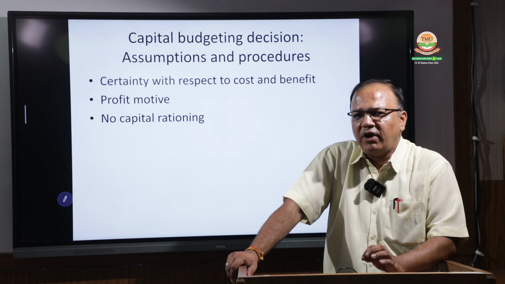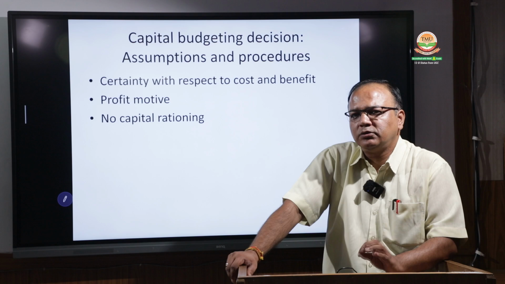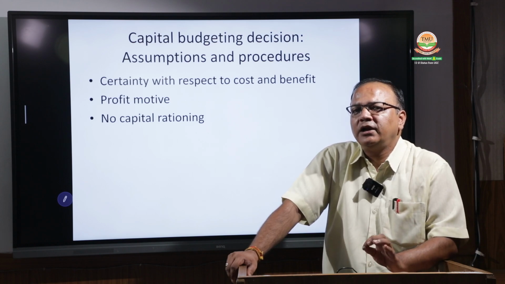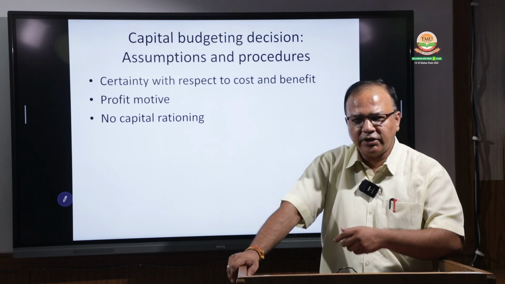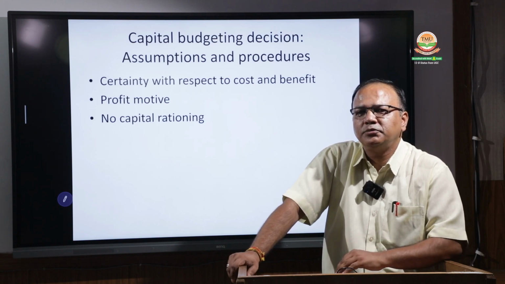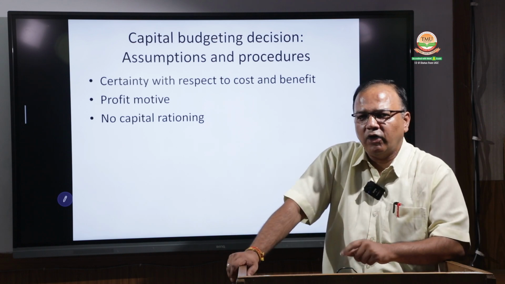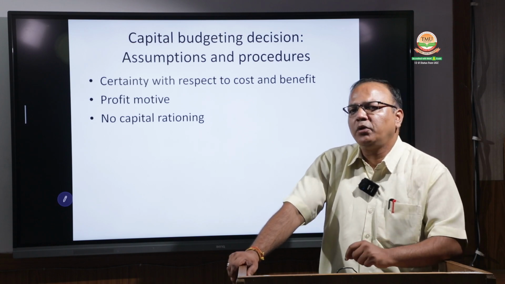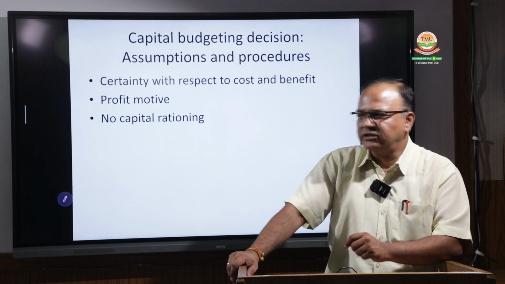It means if you want to start any project, or if you want to take any capital investing decision, then capital should not be a hurdle for you. It means the organization should have sufficient capital so that you may take this decision. There should be no capital rationing. It means capital should not be in scarcity. It should be available for all the decisions. So these were the assumptions which we have to keep in mind whenever we have to take financial decisions.